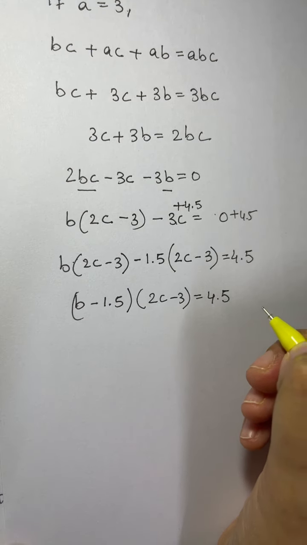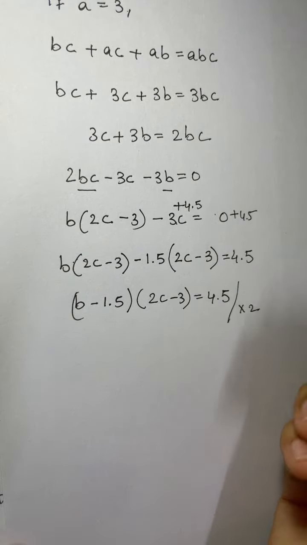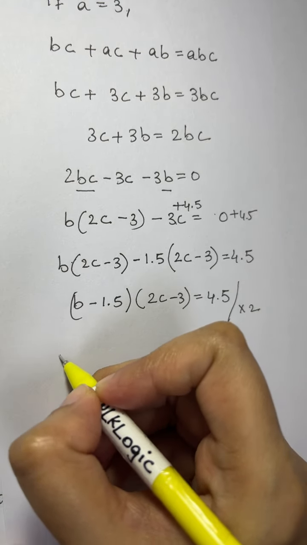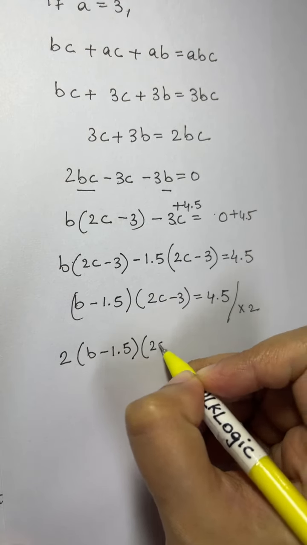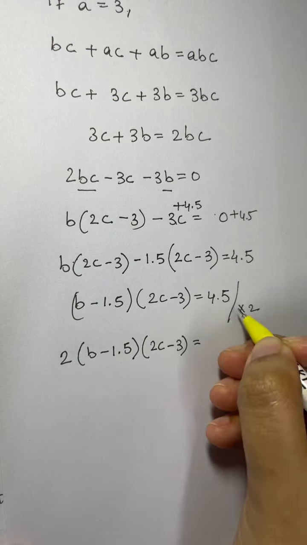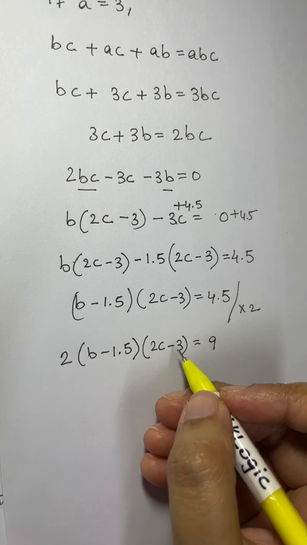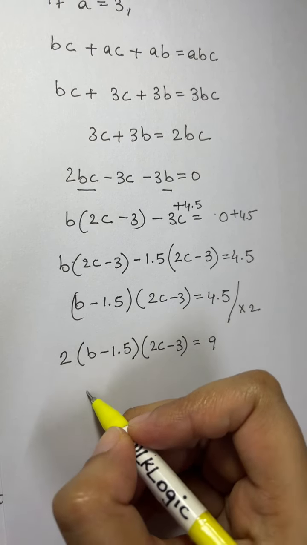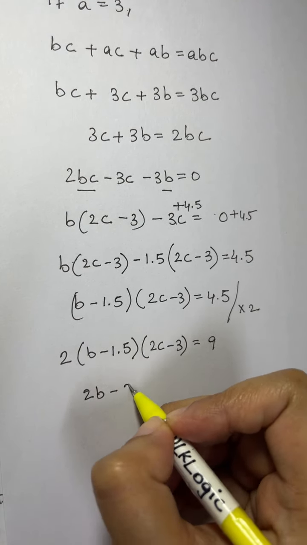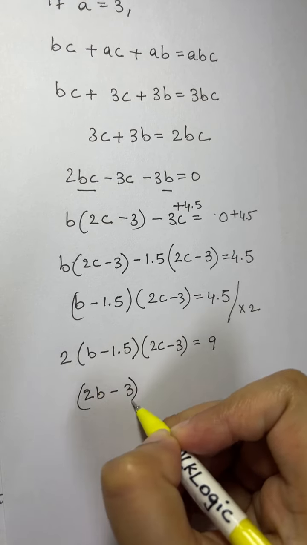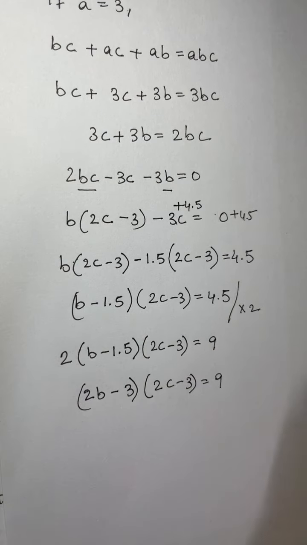Now what can we do? Multiply both sides by 2 so that we remove the decimal digit. So let's multiply: 2 times (B minus 1.5) times (2C minus 3) is equal to 4.5 times 2, which is 9. Now you multiply this: 2B minus 1.5 times 2 is 3. We've got (2B minus 3) times (2C minus 3) is equal to 9, right?